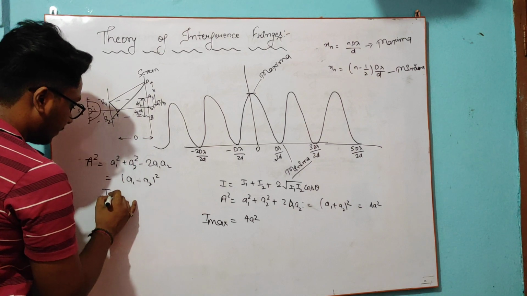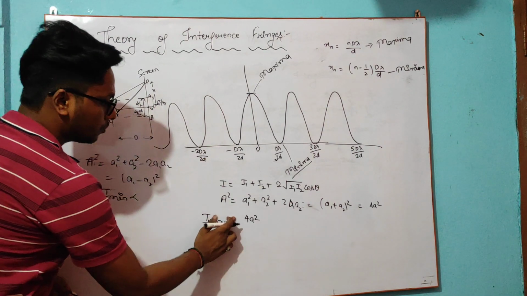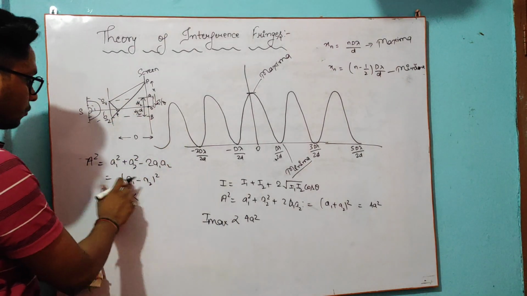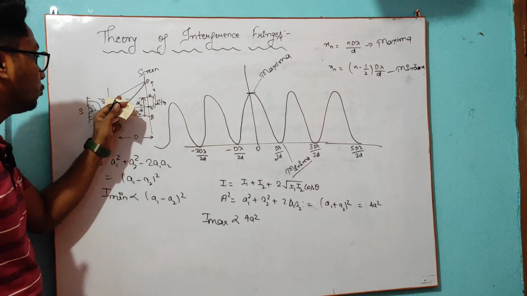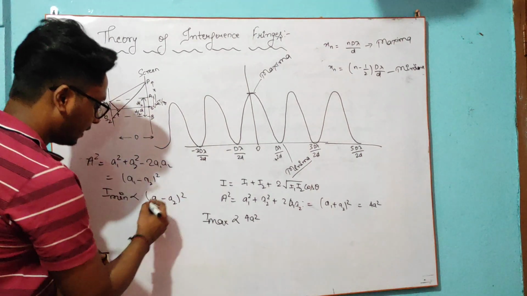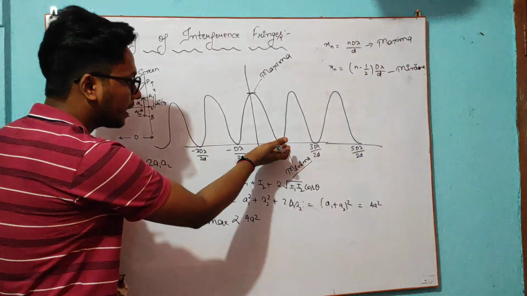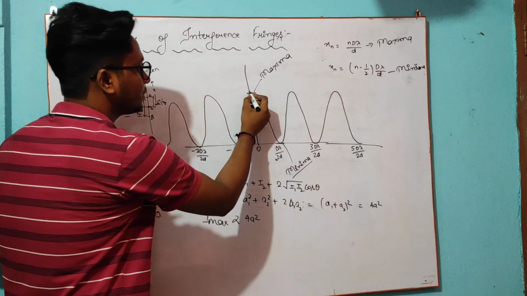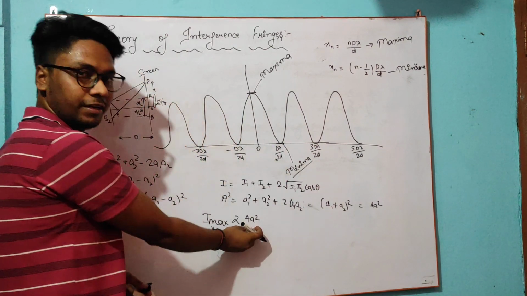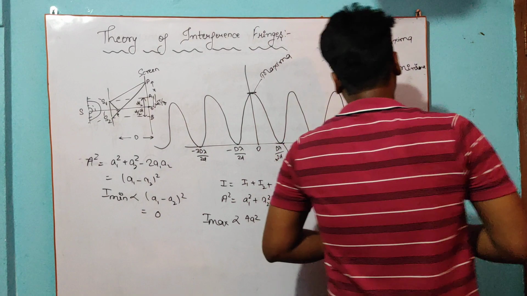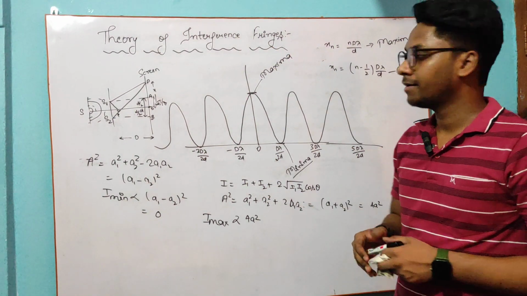Intensity is proportional to amplitude squared. If the two traveling rays have the same amplitude, then we get 0. That's why the dark fringes have 0 intensity, while the maxima have this value of intensity. And the interference pattern will vary between these maxima and minima.